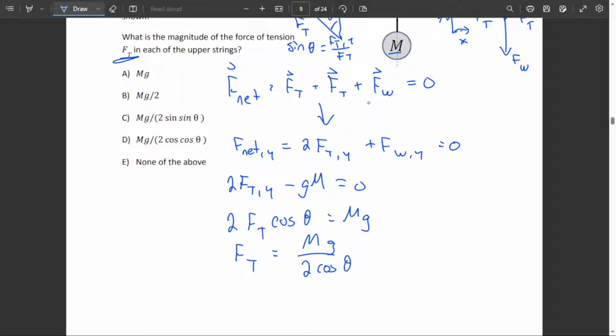It looks like there's a typo in the exam. They've doubled sine and cosine. The answer is C. Or, I'm sorry. It's cosine. It's D.